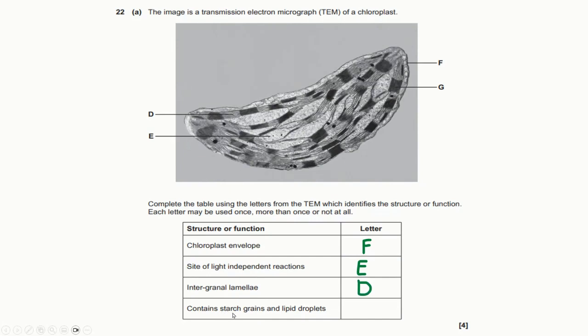And then which structure above contains starch grains and lipid droplets? Didn't mention lipid droplets when I went through the diagram, but the starch grains should be the giveaway. Which area contains the starch grains? That'll be E again. So notice it did say we don't have to use all of these letters. So G here was not used. Of course, G is pointing to the granum, which is a much more highly dense structure than the intergranal lamellae. So it's come out in a darker color.